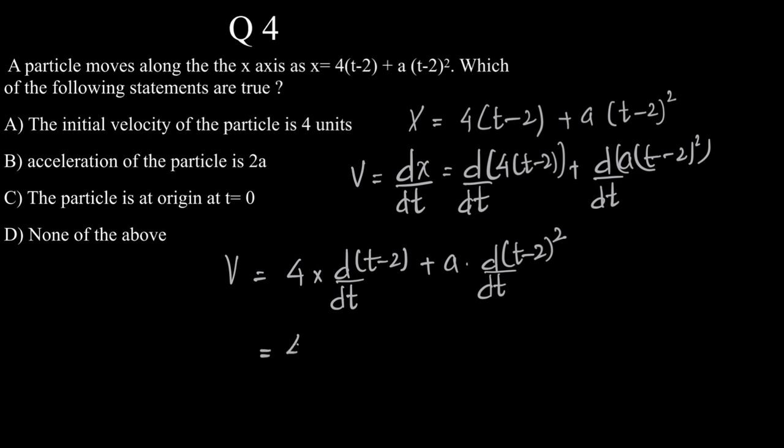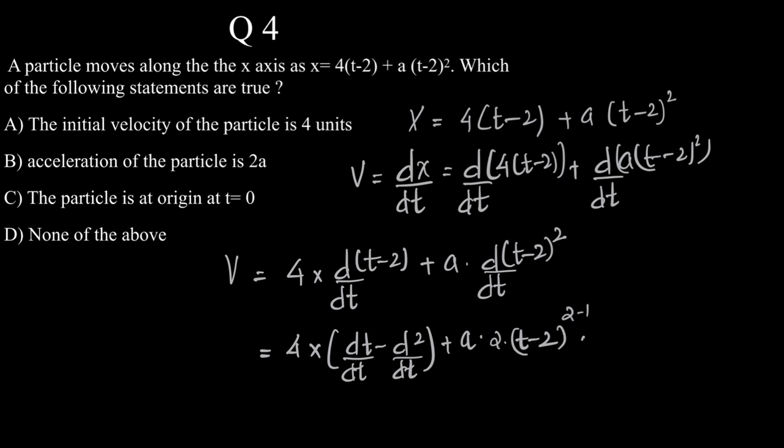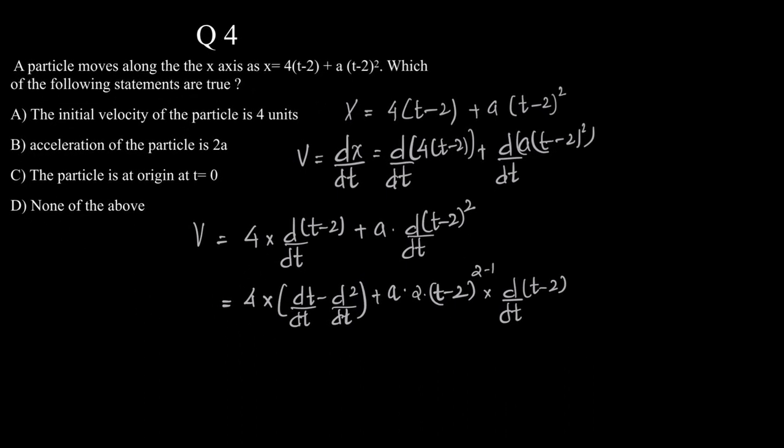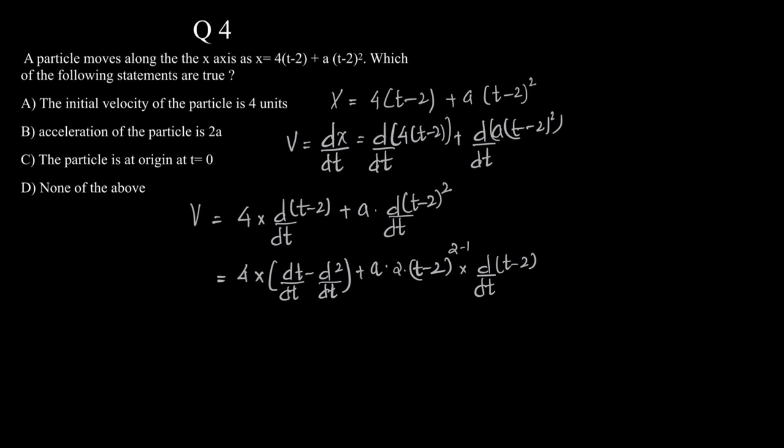So this implies 4 into d by dt of t minus d by dt of 2, plus a into 2 into (t minus 2) raised to 2 minus 1 into d by dt of (t minus 2). So yes, I do understand you may have doubt here. So I'll elaborate that point.